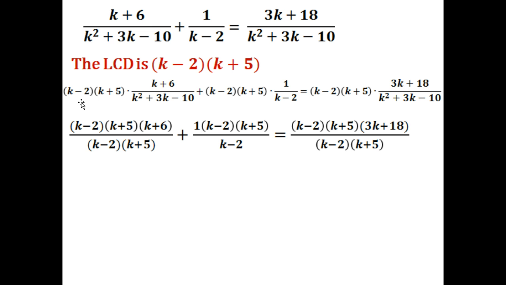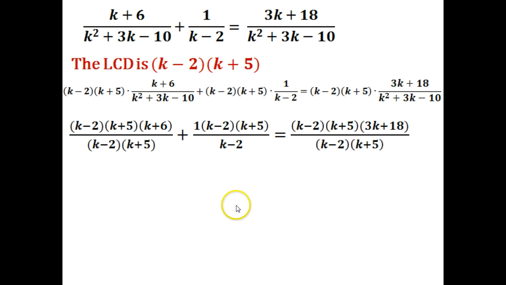So I've got k minus 2 times k plus 5 times k plus 6. That's all on top right here, and that's over whatever was on the denominator before. So this is k squared plus 3k minus 10, or k minus 2 times k plus 5. I leave it in the factored form because it's going to make it a lot easier when we try to cancel all these out. I do the same thing here, 1 times k minus 2 times k plus 5. So I've got that on top over whatever my denominator was previously. And then lastly, I do it over here as well, k minus 2 times k plus 5 times 3k plus 18.